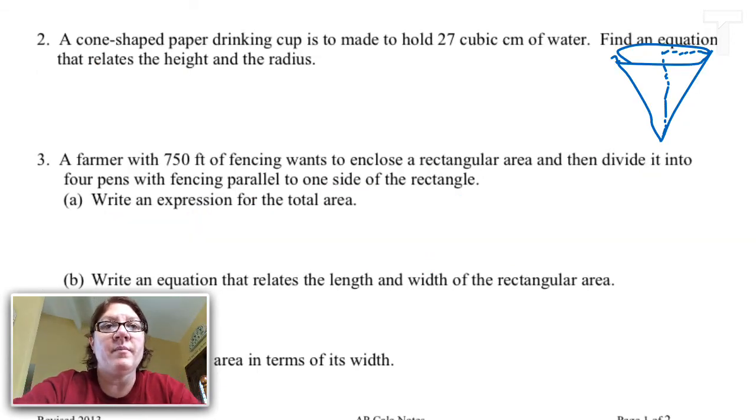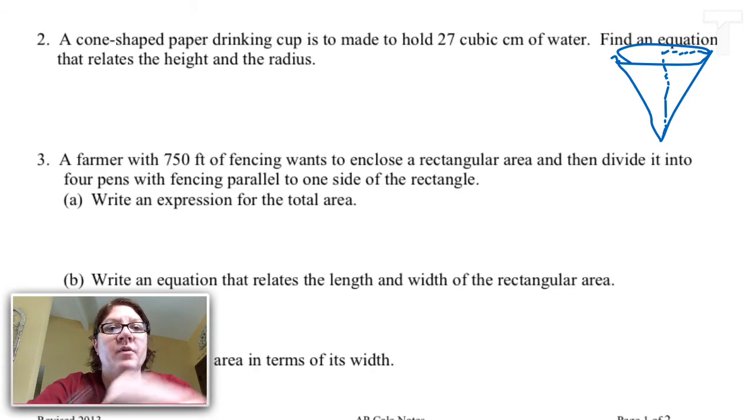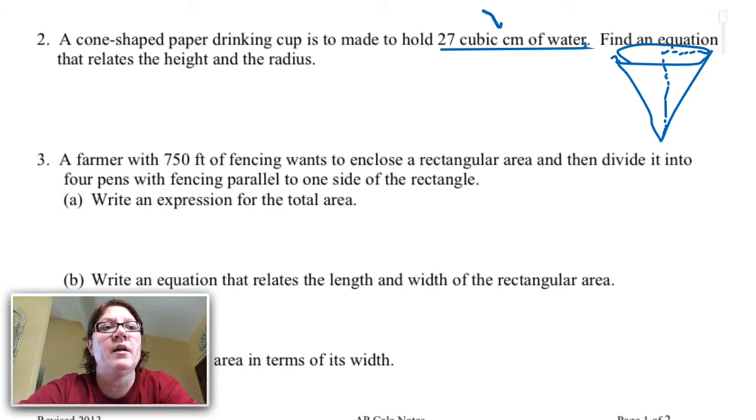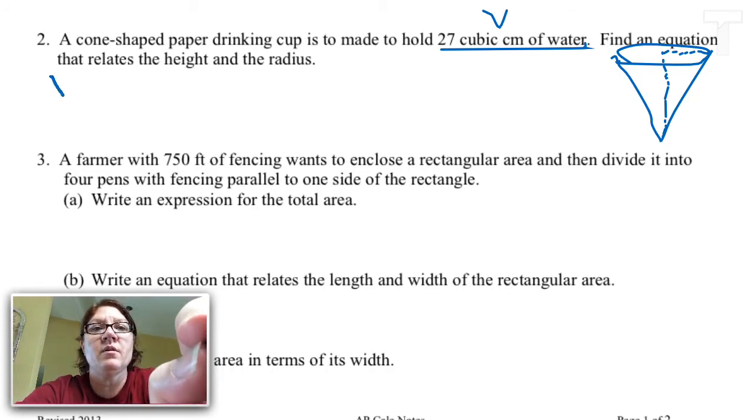So on this next problem, I already drew my drinking cup. Perhaps you've seen these at the fair. That's where I've seen them. The Sparklets people are usually giving the water out for free, and they use these little cone-shaped cups. So I drew my cup, and since they're talking about 27 cubic centimeters of water, I'm pretty sure that's volume.